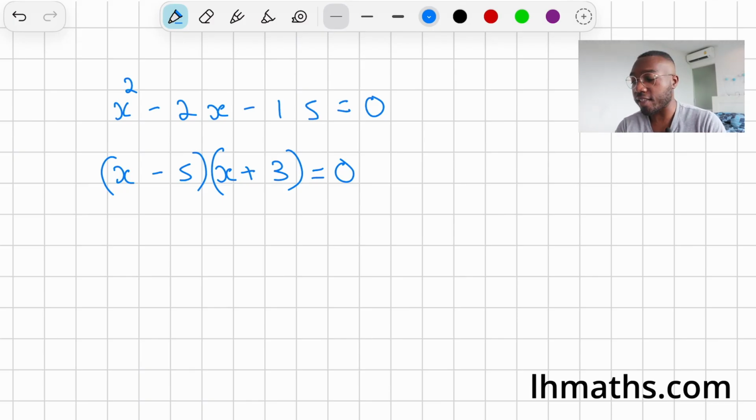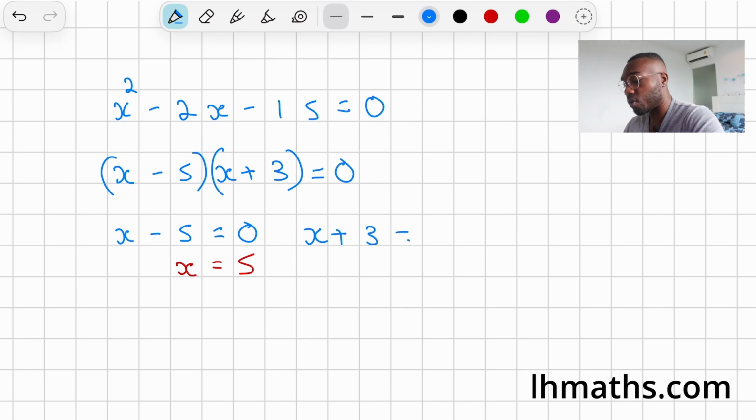What if we have an expression like this, and it equals 0? That must mean that either x minus 5 has to equal 0 or x plus 3 has to equal 0. So therefore, if we have x minus 5 equaling 0, then we get x as 5. And if we get x plus 3 equal to 0, therefore we get x as minus 3. So those would be our two values for this question. x would be 5 and x would also be minus 3.